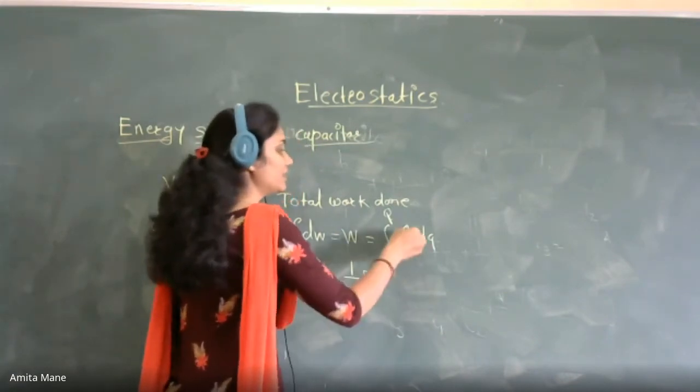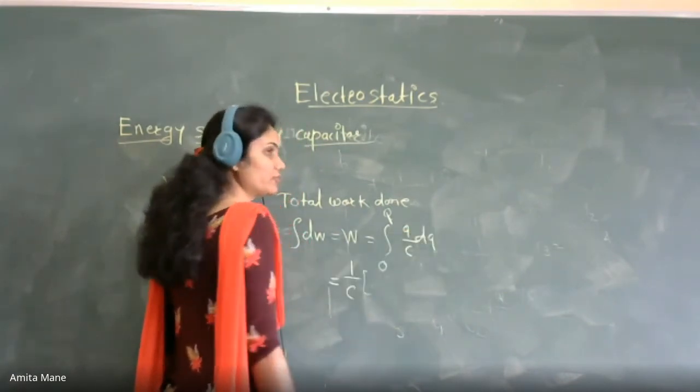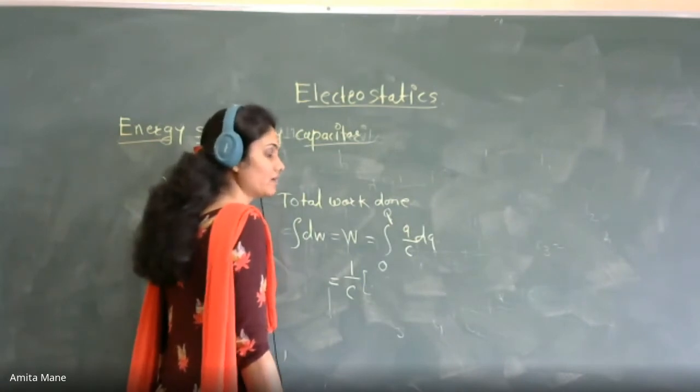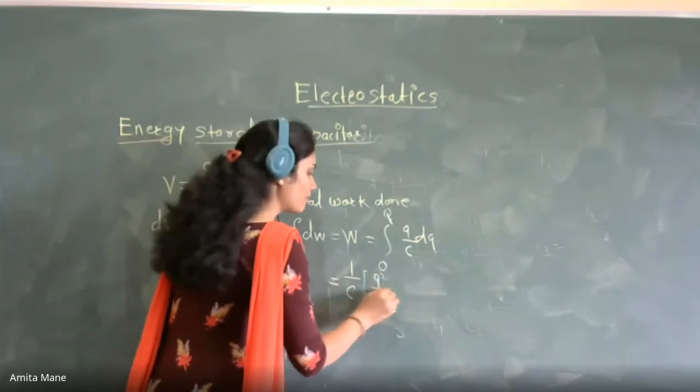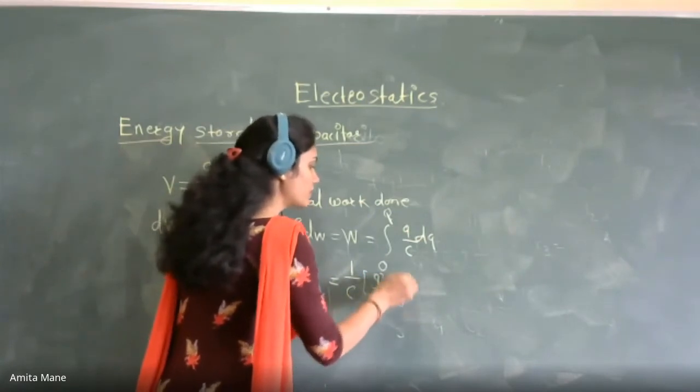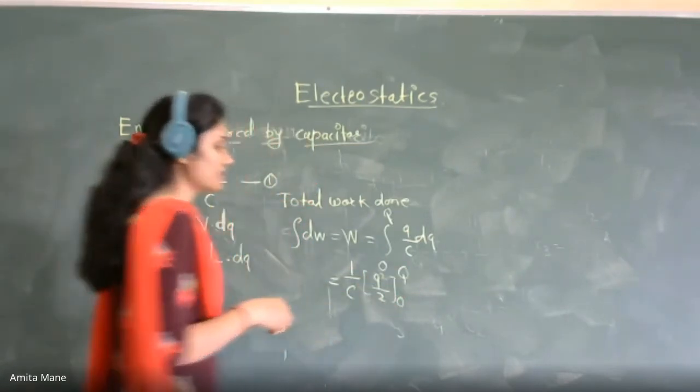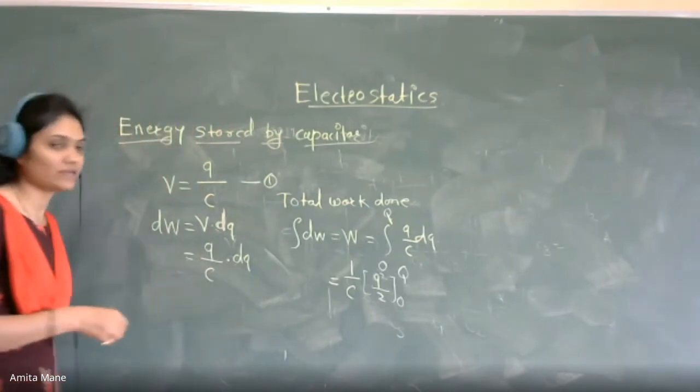What will be the integration of q with respect to dq? क्या? Q square by 2. Yes, square. क्या आएगा लिमिट पुट करने के बाद पता? आंसर Q square by 2C.